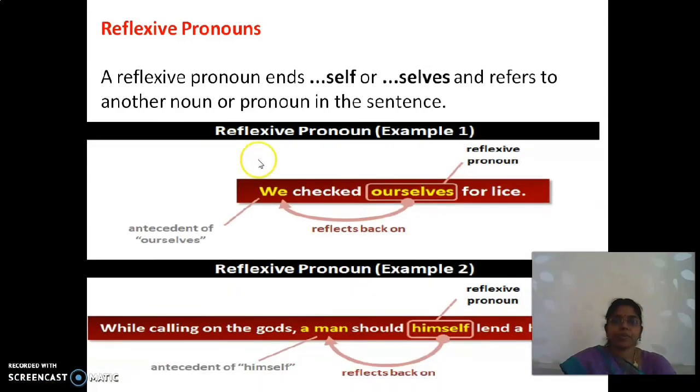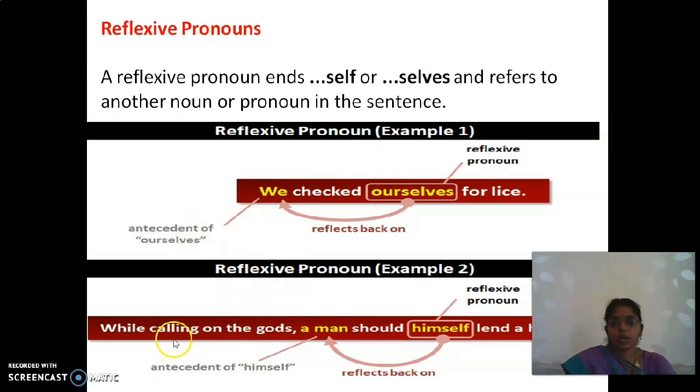Example of a reflexive pronoun. First example: we checked ourselves for lies. So it is reflecting back. We are checking ourselves. As I said before, when you are seeing a mirror, you are finding yourself. The same way, himself, ourselves. The subject and this reflexive pronoun will be reflected back. We checked ourselves. Ourselves is a reflexive pronoun and reflects back to we.